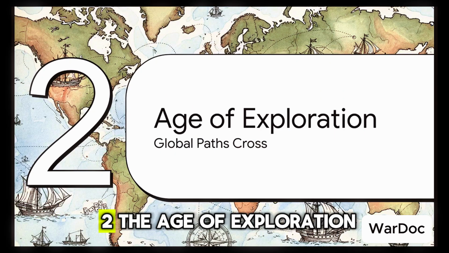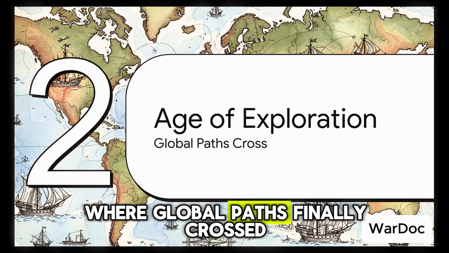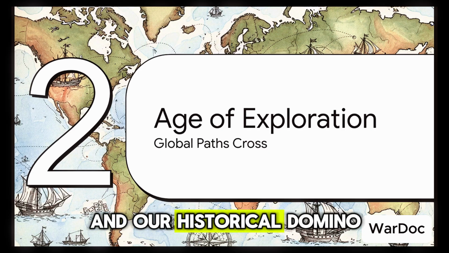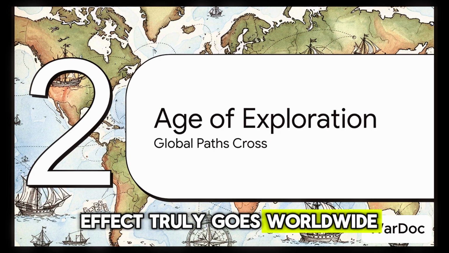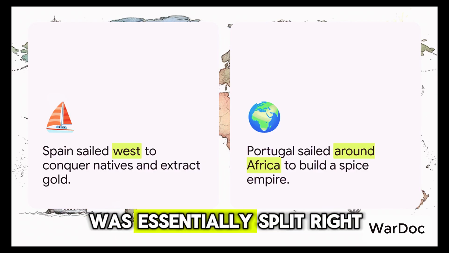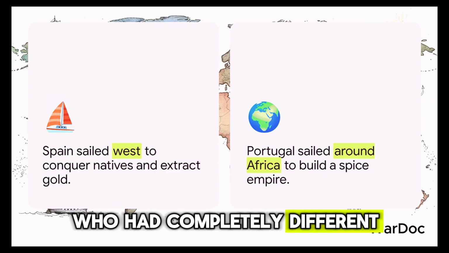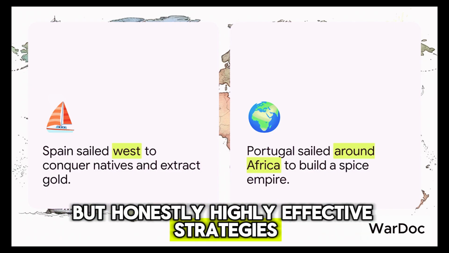Moving on to part 2, the age of exploration. Fast forward to the 1400s. This is the era where global paths finally crossed, and our historical domino effect truly goes worldwide. This next massive phase of global expansion was essentially split right down the middle by Spain and Portugal, who had completely different but, honestly, highly effective strategies.